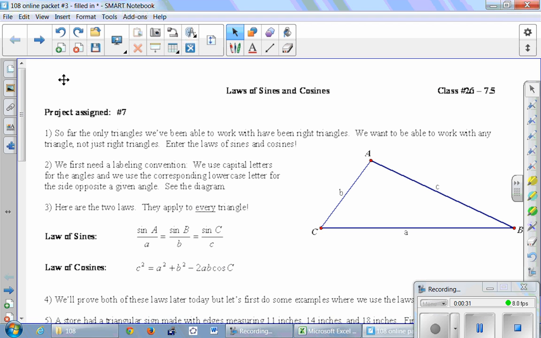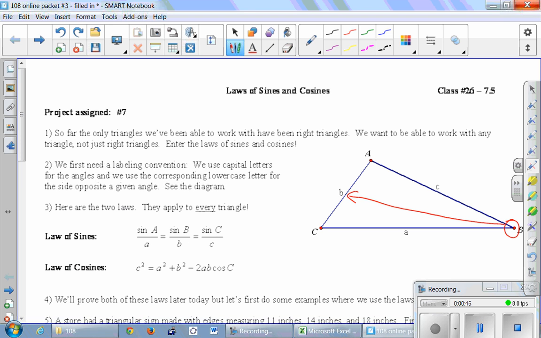First, we need a labeling convention. We use capital letters for the angles, and we use the corresponding lowercase letter for the side opposite a given angle. See the diagram. For example, in this case, we will take capital B and call it this angle, and then lowercase b is the side opposite. Capital C is here, so lowercase c is opposite. And then finally, capital A is here, so lowercase a is opposite.